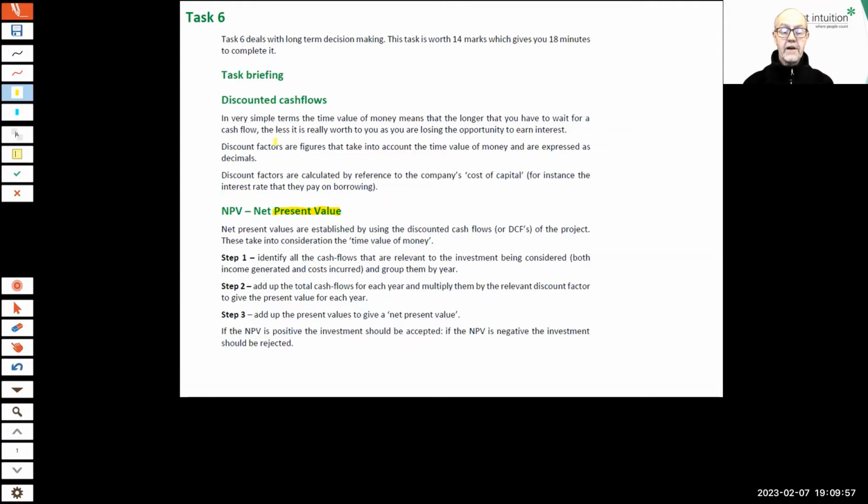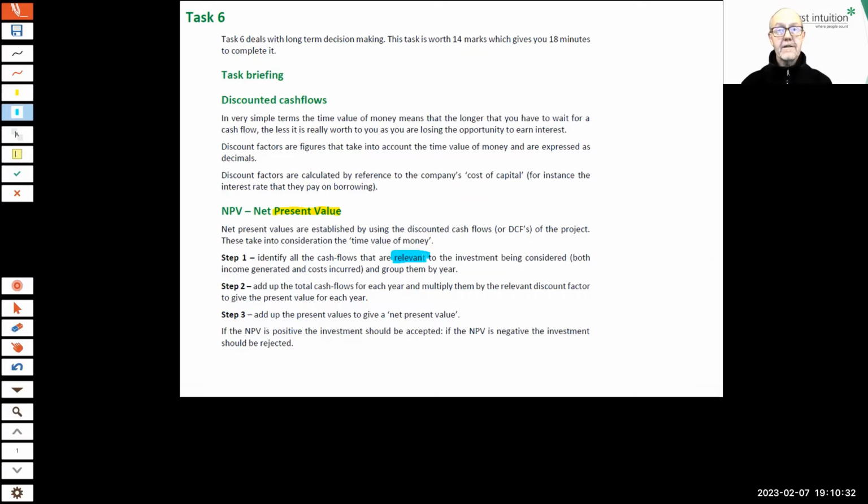Step one, identify cash flows. Notice the important word relevant. We only take into account cash flows that will take place if the project goes ahead, because quite often we're doing this exercise based on hypothetical figures. It's not looking at something that has happened. We're looking at something that we might do, that might happen. So identify relevant cash flows that are affected by whether or not the project goes ahead.